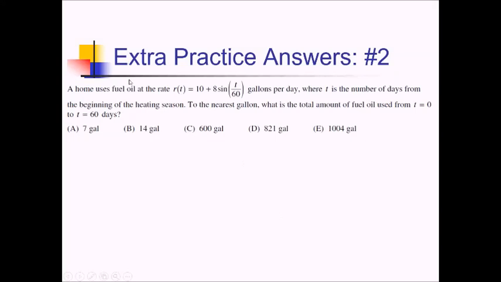For this problem, a home uses fuel oil at a rate given by this R of t function. And we want to know, to the nearest gallon, the total amount of fuel used from time 0 to time 60. To figure that out, we just have to take the integral of this R function from 0 to 60, which we can do on the calculator. This is a calculator problem.